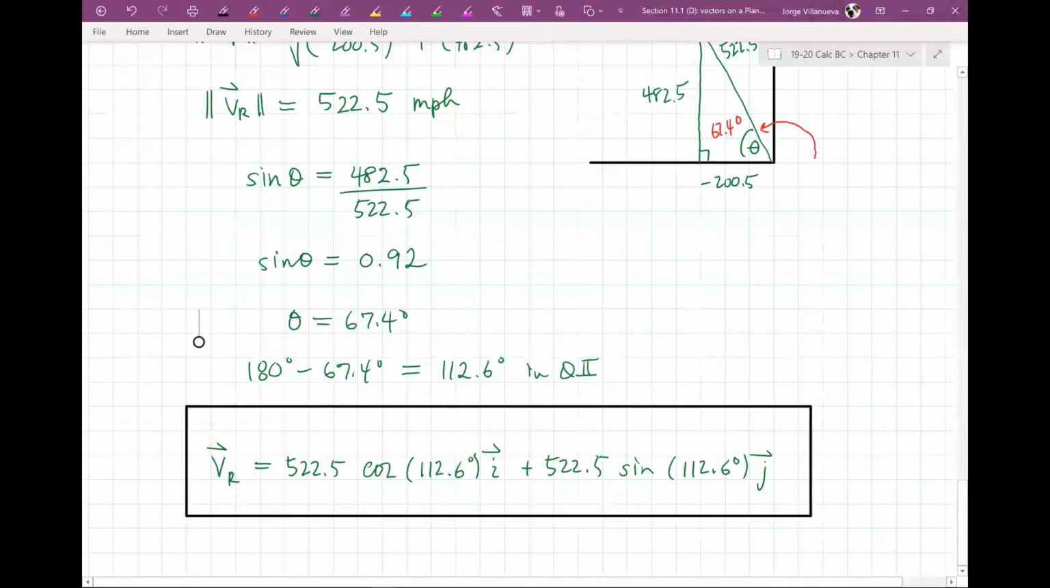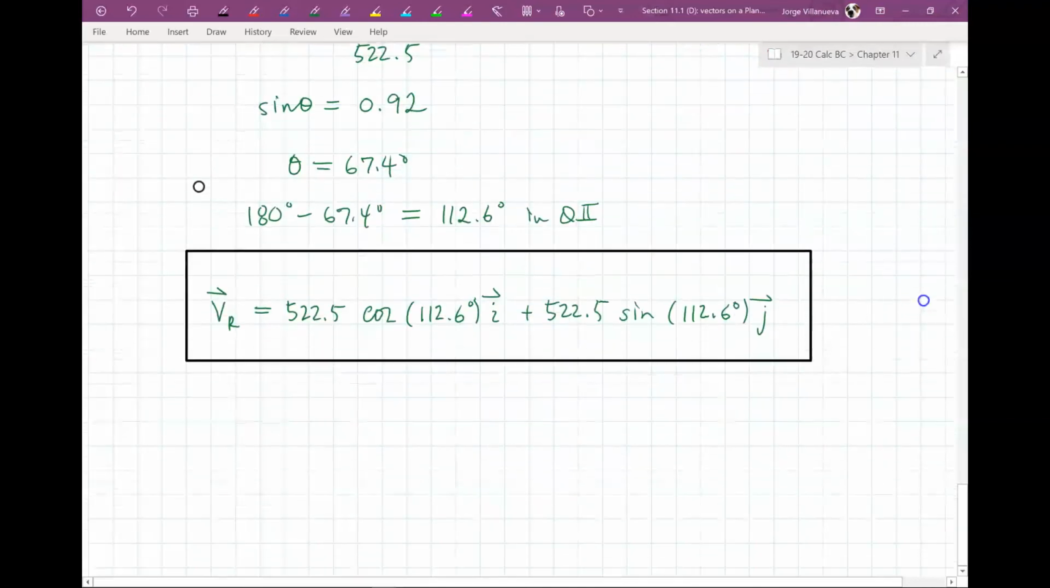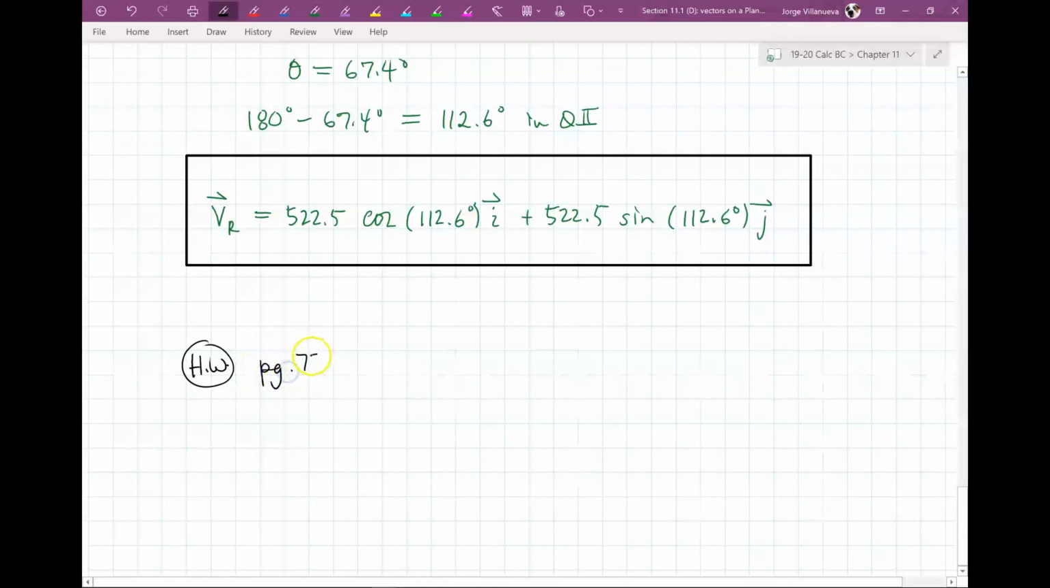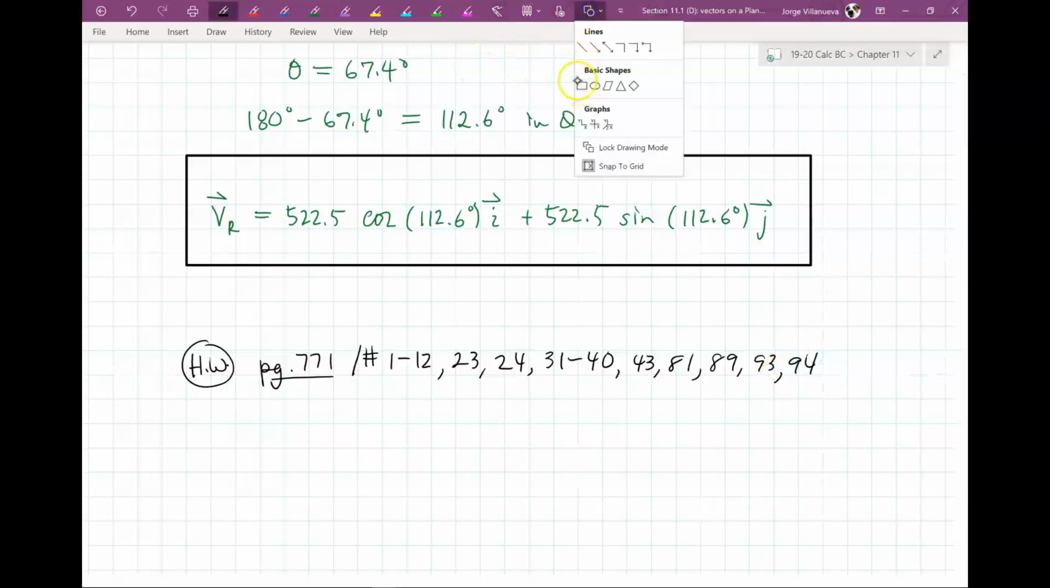And we're done. So let me give you guys your homework assignment. You guys will have some time to work on this in class tomorrow, so we're not going to do anything in class tomorrow besides just work on homework. Trust me, you're going to want to work on this thing because these are all basically word problems at some point. So 21, 24, 31 through 40, 43, 81, 89, 93, and 94. So that's all the homework right there.